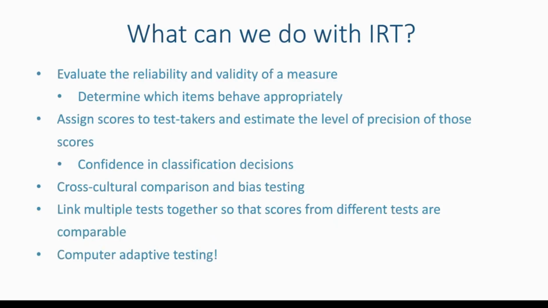So what can you do with IRT? So you definitely can assess or evaluate reliability and validity of a measure within that one internal context. So you can then determine things like which items behave appropriately. Then, if you have a hunky-dory set of items that are behaving well and you've specified it, you can score people and you can say, okay, looking at those test takers' estimates, what's the level of precision of those scores? Can I have confidence in making classification decisions?